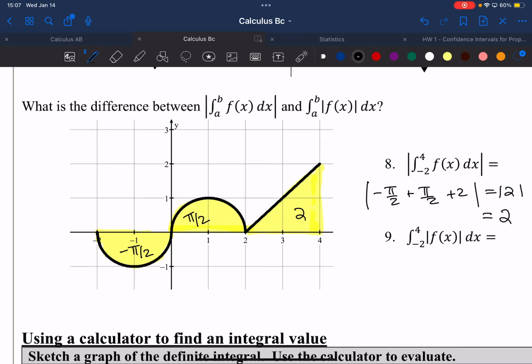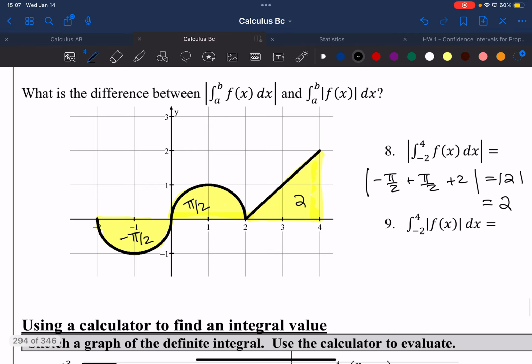Versus number 9, where it's saying they want us to look at this function here and take its absolute value. Well, we know when we take the absolute value, do we have any negative areas? No, so we're going to redraw that half circle that has the negative area and draw it to be a positive one. So this is now positive pi halves. We're getting rid of all of our negative part of our area and making them positive.